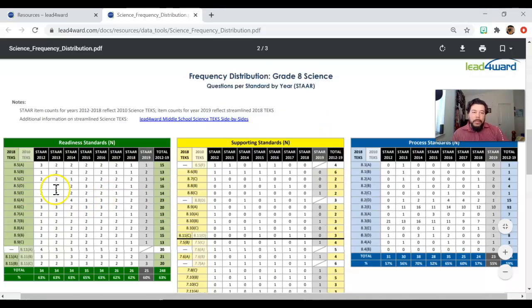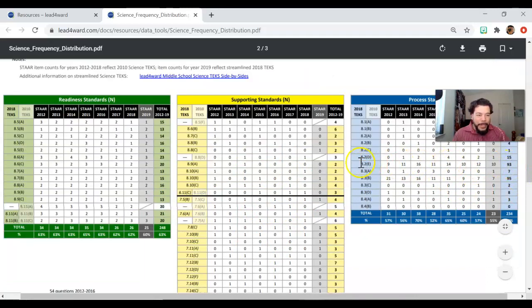So what this document does is show us how many times these specific SEs have been tested in STAAR over the course of the years, and a grand total of how many times it has been tested. So you can see that for readiness standards, you can see it for supporting standards, and you can see it for process standards. In the process standards, you can see there's two big ones that you would want to focus in on, 8.2E and 8.3B. Of course, these process standards are normally dual coded with another either readiness standard or supporting standard. So that is your 8th grade.